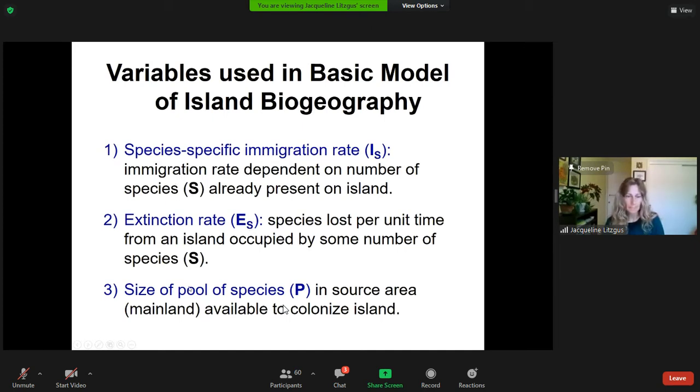And then there's this value, P, the size of the pool of species in the source area, that mainland, that are available to colonize. So if we're talking about birds and the mainland of Papua New Guinea again, and the Louisiade Islands as the islands to be colonized, there's this value of P, the number of species that are available on Papua New Guinea even to go over and colonize. So the source, the number of species available in the source.